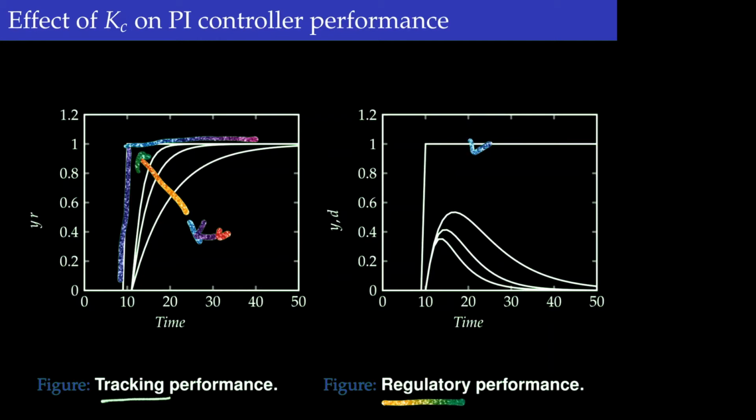We see that the process is brought back to the initial value where it was initially, and depending on the value of Kc, the response is faster in bringing the process back to the initial steady value. So this is the effect of Kc on the PI controller performance in terms of the tracking and regulatory performance.